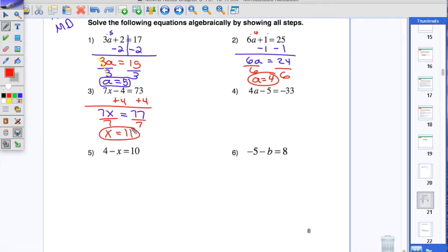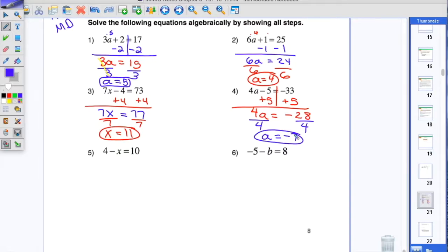Number 4, 4a minus 5 is equal to negative 33. So undo the subtraction by adding 5 to both sides of your equal sign. Then we're left with 4a equals a negative 33 plus a positive 5. We have to subtract and take the sign of the larger number, which would give us negative 28. And then we have to divide both sides by a positive 4. So a is equal to negative 7.